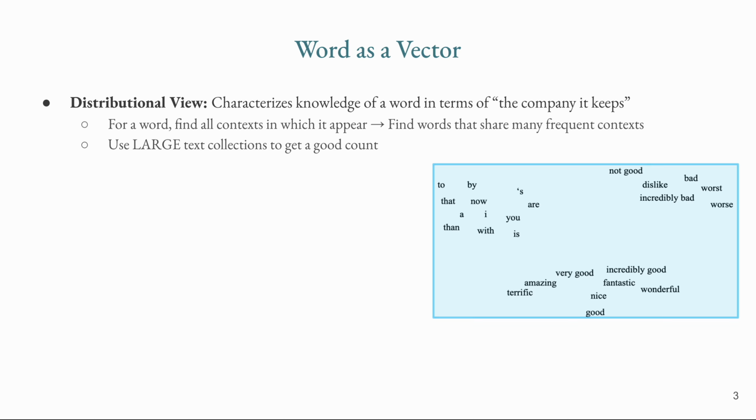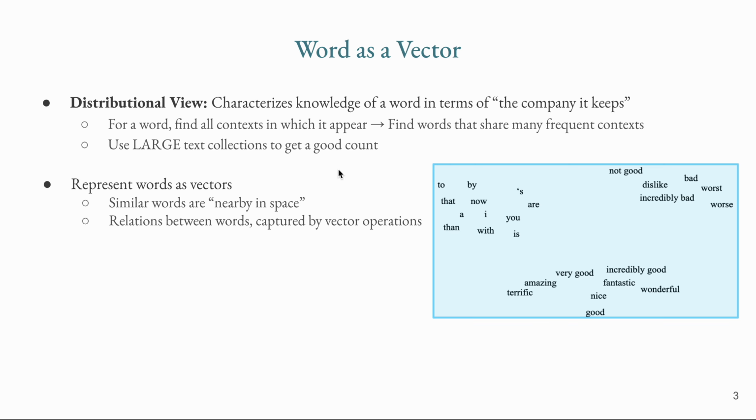So if we have many contexts where that word appears, then we can represent that word in terms of these frequently occurring words that occur near it. So for a word, find all the contexts in which it appears, and find the context words that share many frequent contexts with that word. Then if we have a large enough text collection, we can have a good count, a good estimate, to represent that word.